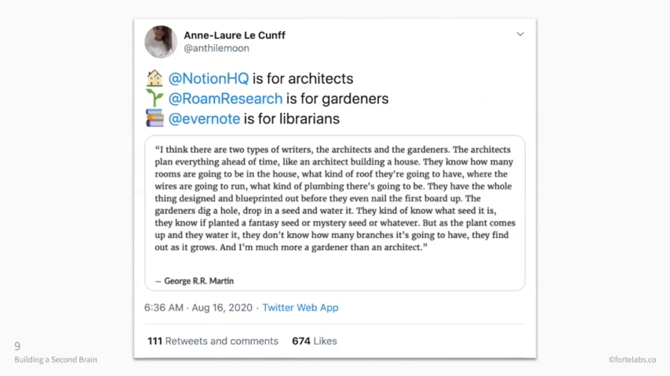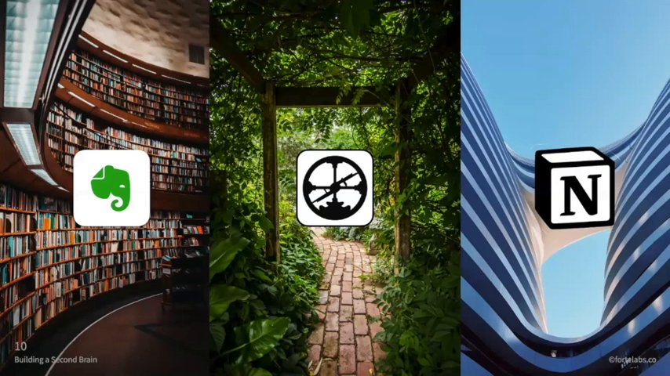Architecture, gardening, and librarianship makes so much sense. So this is kind of how I think of it. These are, you can think of them as personality types. When I say librarian, gardener, architect, see if you can just feel which of those personalities or those lifestyles or those environments even is most attractive to you. Which one of these images calls you or inspires you the most?